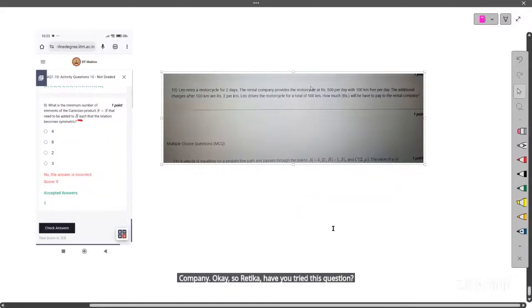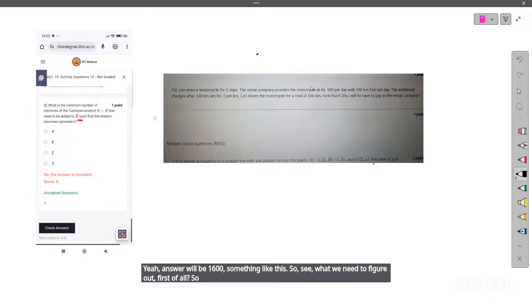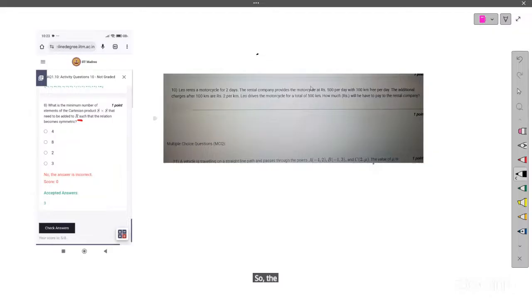Yes, ma'am, I tried it, but I couldn't solve it. It was 1600, right? Yeah, the answer will be 1600, something like this. So, see, what we need to figure out first of all. Leo rents a motorcycle for 2 days. The rental company provides a motorcycle at rupees 500 per day with 100 kilometers free, right?